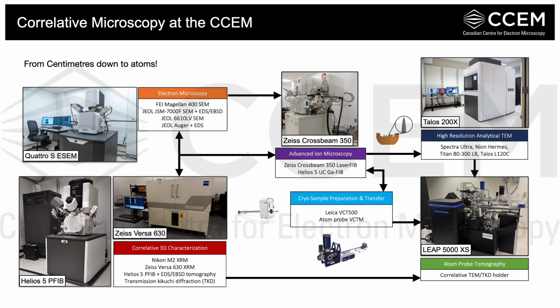For example, we can start on the left using our scanning electron microscopes or our X-ray microscopes to begin characterizing our sample. Then we can take our sample to our ion microscopes or our FIBs and use these to prepare our sample for our higher resolution analyses like the TEM and Atom Probe. And thanks to correlative holders and our cryo and vacuum suitcases, we can go back and forth between these instruments under different conditions following different pathways. You can see there's a lot of pathways based on all the arrows.